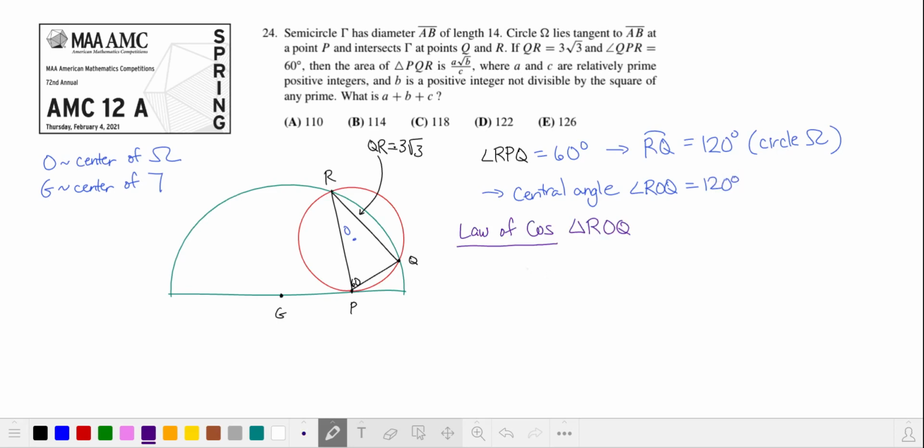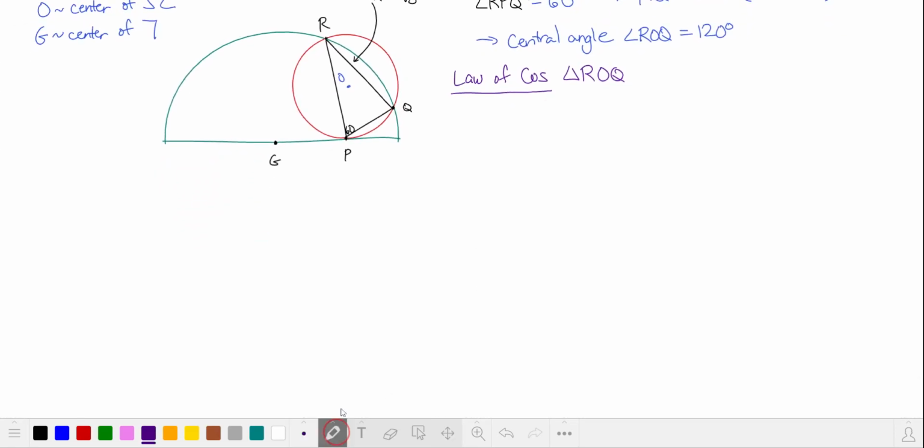Let's apply the law of cosines to triangle ROQ, and a little AMC hack to keep your diagrams from getting cluttered is to redraw a simplified version of your diagram with just the important information. So here's triangle PQR again.